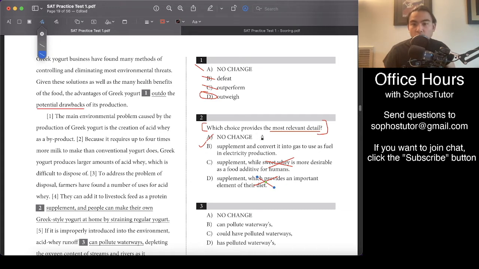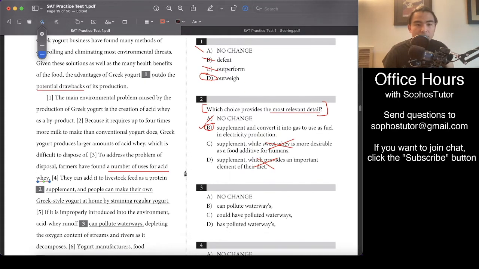So what choice provides the most relevant detail? B does, because it now allows this sentence to describe the number of uses for acid whey. Okay. All right. Moving on, number 3.